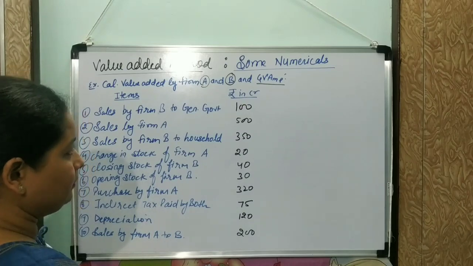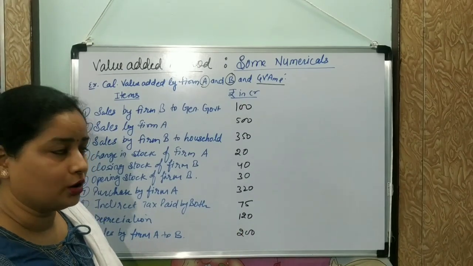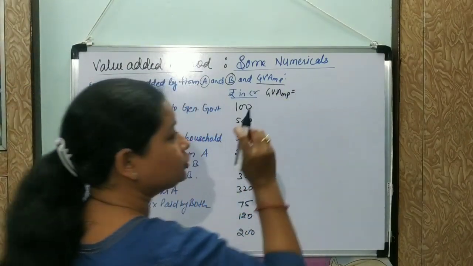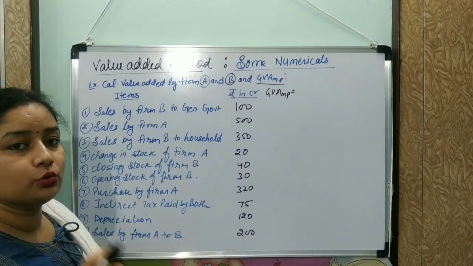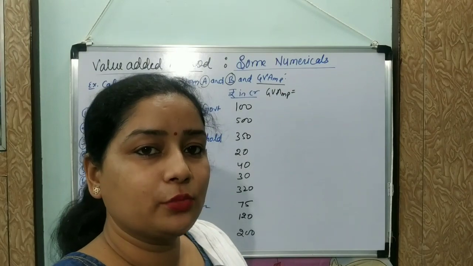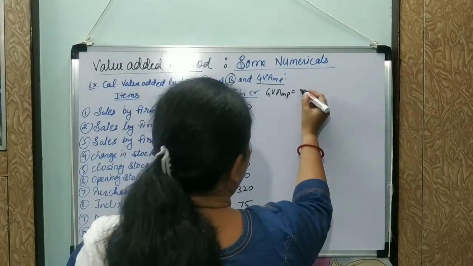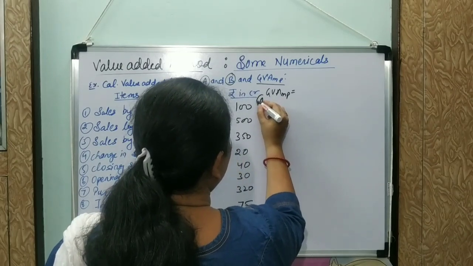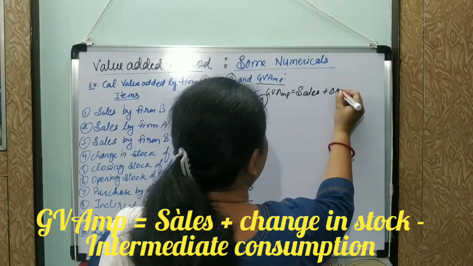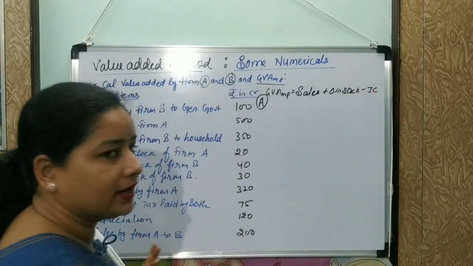So let's start. You know the formula well: sales plus change in stock minus intermediate cost. Remember one thing: whenever you solve any question, first of all write down the formula, because in the board exam there are marks for the formula. Right? So GVAMP, I am going to calculate here for A. For this, sales plus change in stock minus intermediate cost. The formula I have written here.